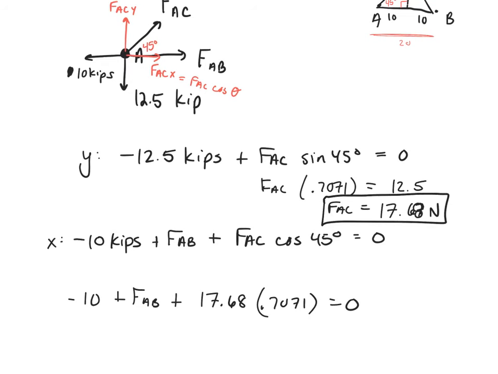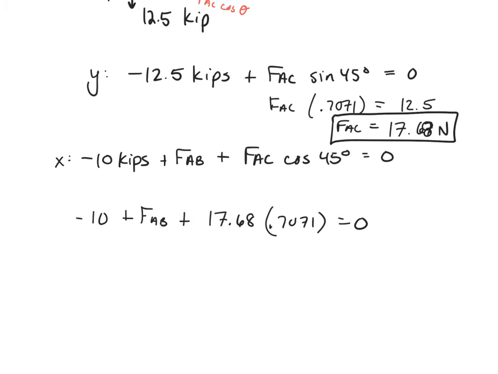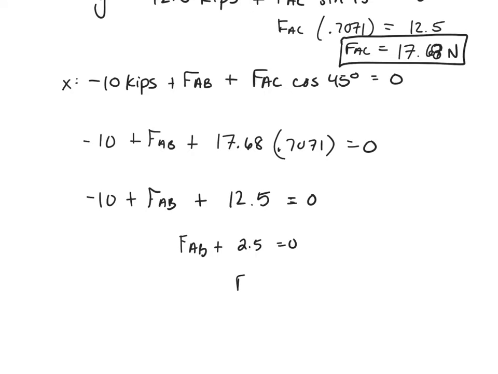Okay, solve for FAB here. Move the 10 over. Move the 17.68 times 0.7071 over. It's actually going to be 12.5, right? Because it's multiplied by the same number? Yeah. Because we're multiplying by 0.7071, whereas earlier Mike was dividing by 0.7071. So that'll yield a 12.5, which gives me FAB equals negative 12.5.